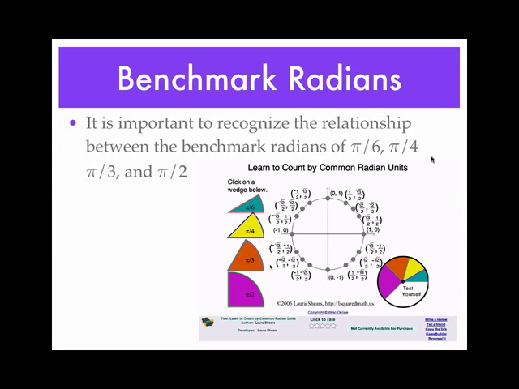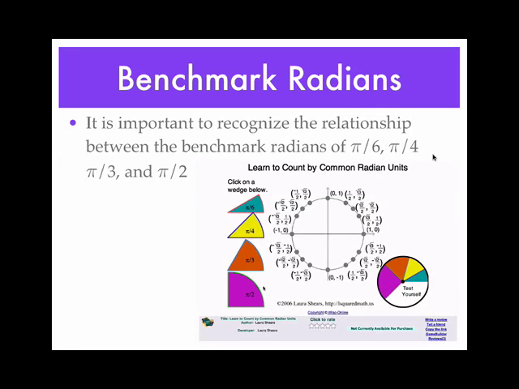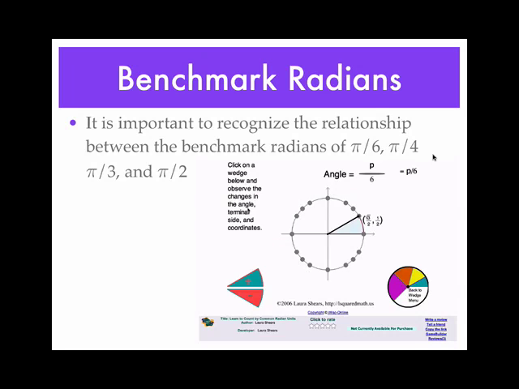You need to know where 11 pi over 4 is. You need to know where pi over 3 is. You need to have an understanding of what happens when you rotate all the way around a circle. So those benchmark radians that you're seeing right here are things that you should get comfortable with. Recognize them. Know where they are. Know where 4 pi over 6 is. Know where 7 pi over 6 is.